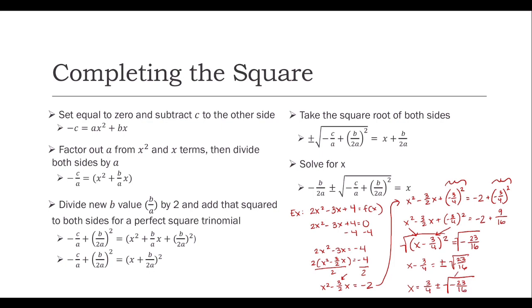You could pull the negative out by turning it into an i and then a positive. So for this one, you would have two imaginary solutions because you had a negative square root. But that would be your solution. And that's how you would complete the square.